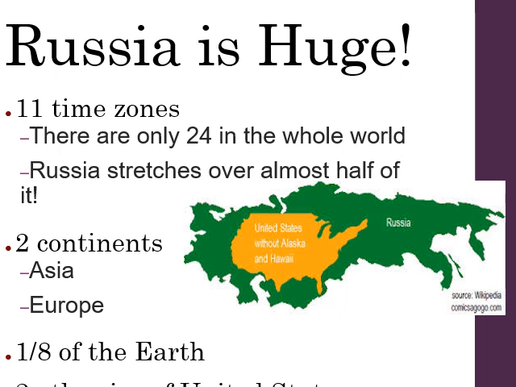The land area is about 1/8 of all the land area on the earth, and Russia, if you include Alaska and Hawaii, is about 2 times the size of the United States. I know you can't see that down here, but 2 times the size of the United States. Okay, so really, really big.